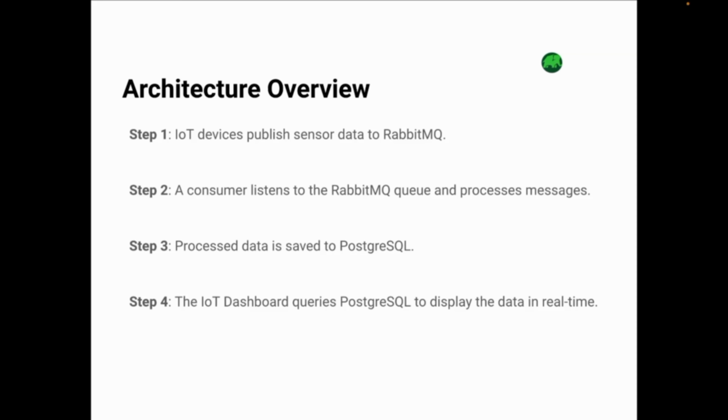Finally, step 4. The IoT dashboard displays data in real time by querying PostgreSQL. Here's where the end user experience comes in. The dashboard continuously queries the database to get the latest data, and it refreshes automatically to display new information as soon as it arrives. This setup allows us to see live sensor data as it flows in. So whether it's temperature spikes, humidity changes, or other critical metrics, the IoT dashboard keeps everything at your fingertips in real time.